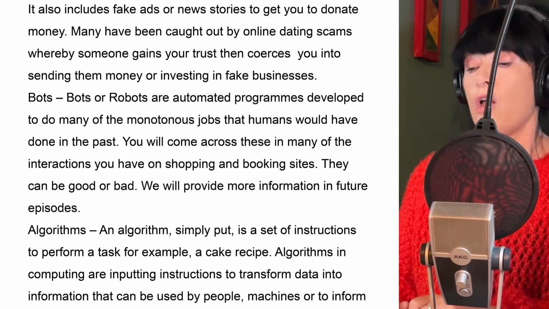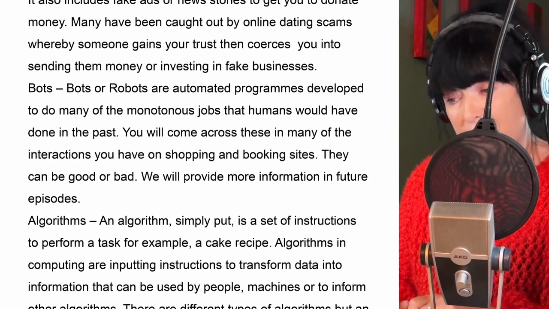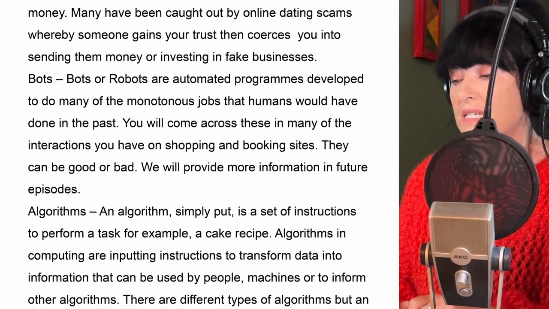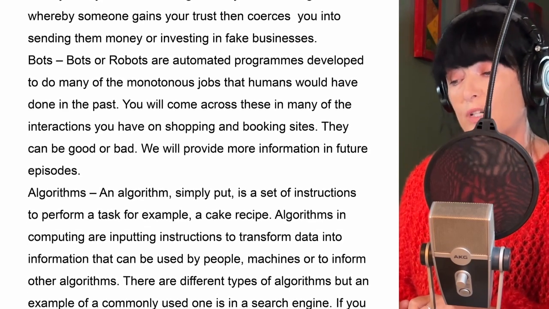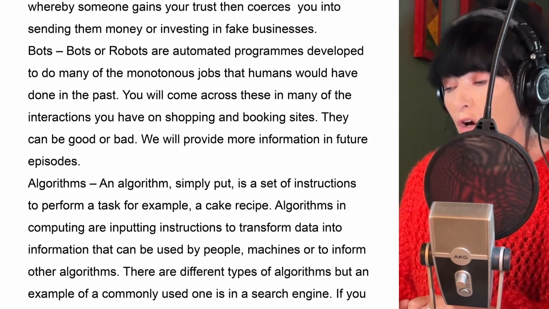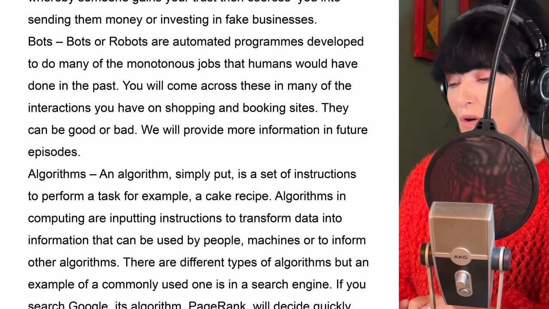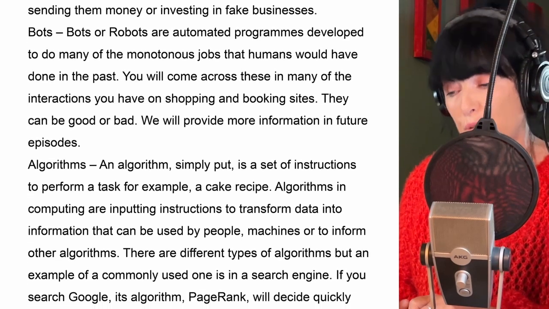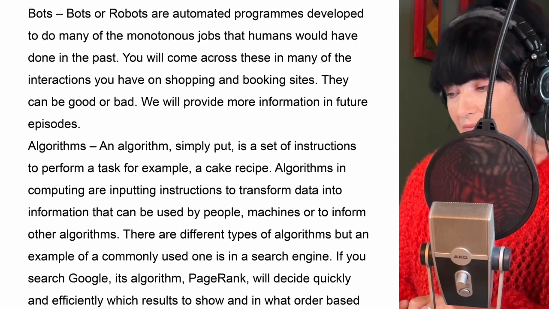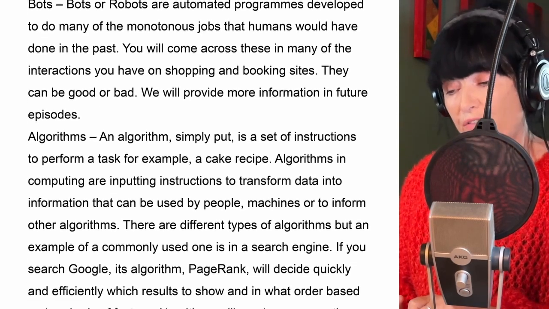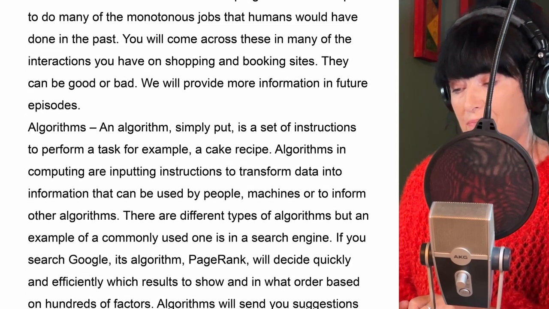Bots. Bots, or robots, are automated programs developed to do many of the monotonous jobs that humans would have done in the past. You will come across these in many of the interactions you have on shopping and booking sites. They can be good or bad. We will provide more information in future episodes.